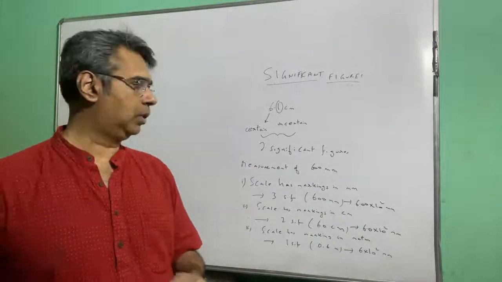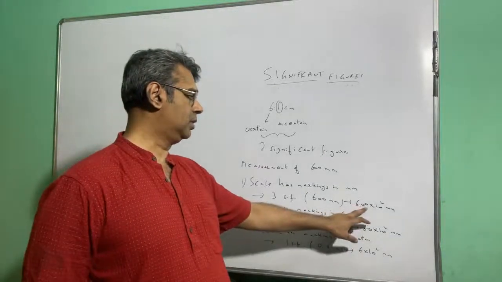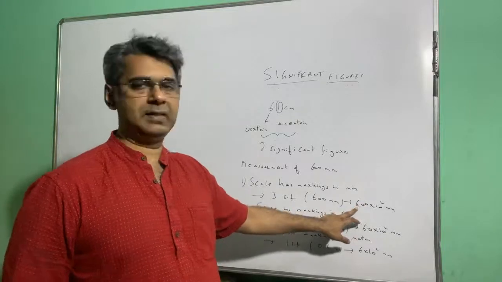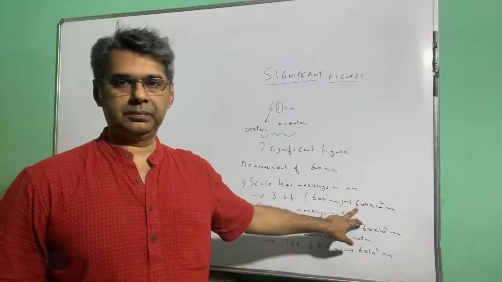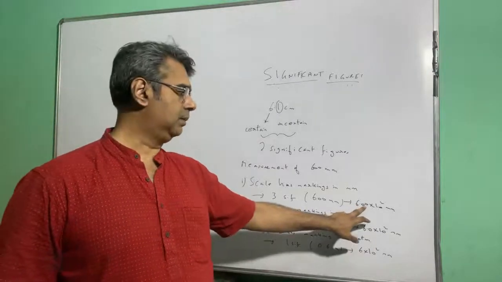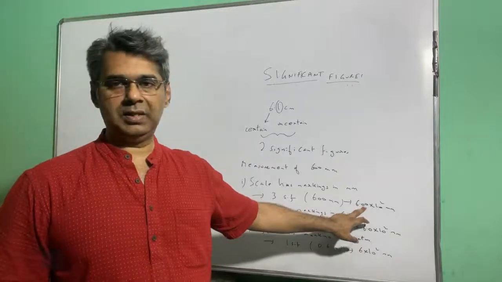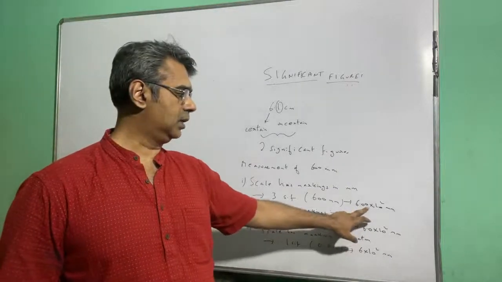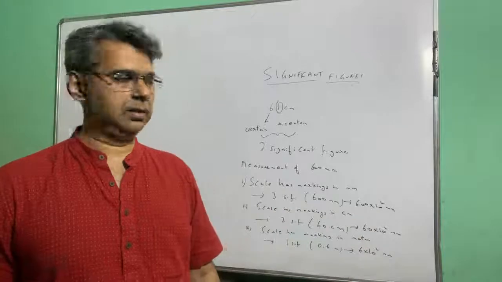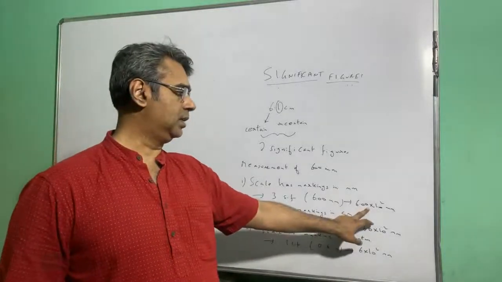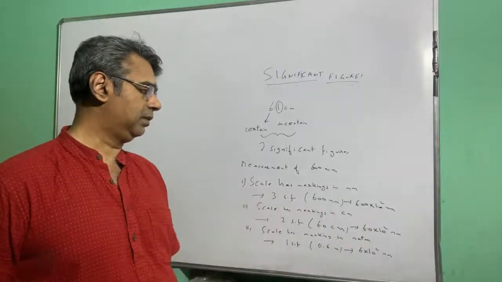Now why is that important? If you write 6.00, then 6 is the first digit, then after the point there is a 0, so that is the second digit, so they both are certain, and the last 0 is uncertain. So in total there are three digits, so there are three significant figures.